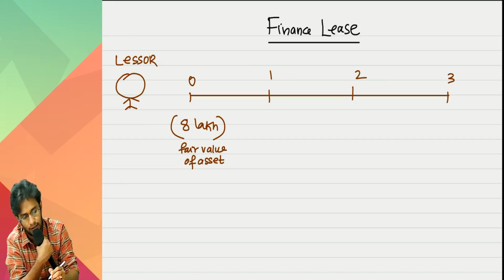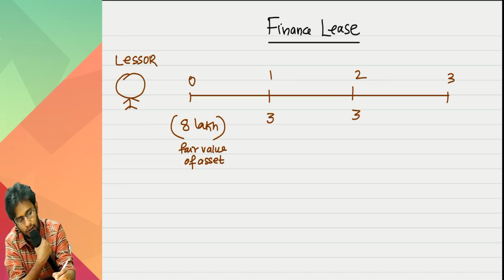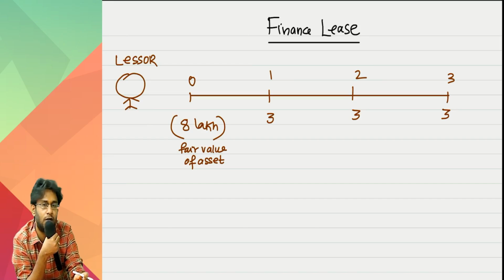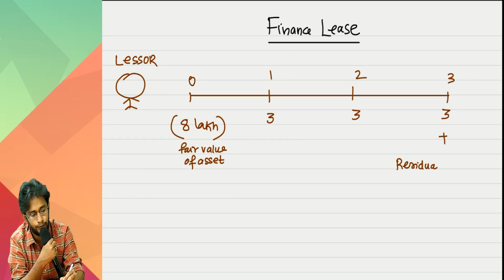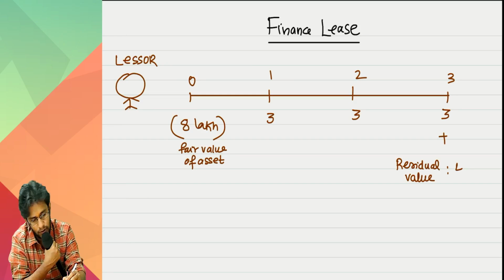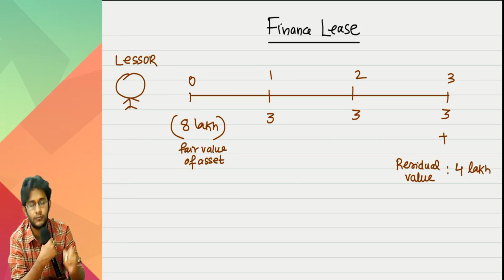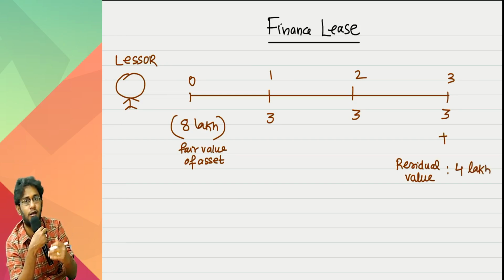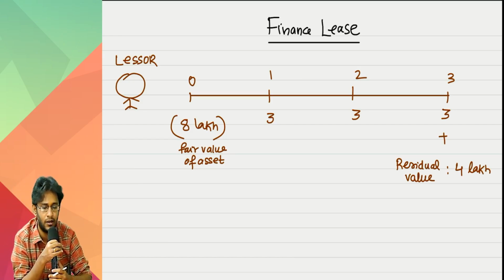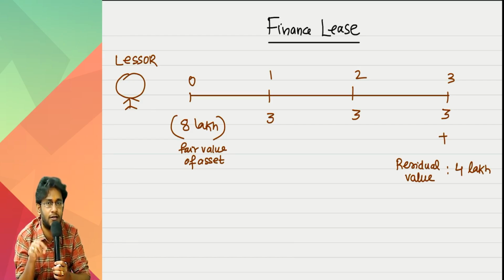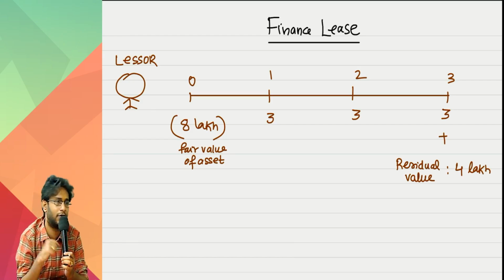Every year lease rent is 3 lakhs, 3 lakhs, 3 lakhs. After 3 years, the asset will come back to the lessor. When the asset comes back to the lessor, the asset can have some residual value. Let us say such residual value is identified as 4 lakhs. Means you believe, standing on first day, that the residual value of the asset will be 4 lakhs when it comes. I went to the lessee and asked, lessee, promise me that the asset will have a value of 4 lakhs at the end of 3 years.